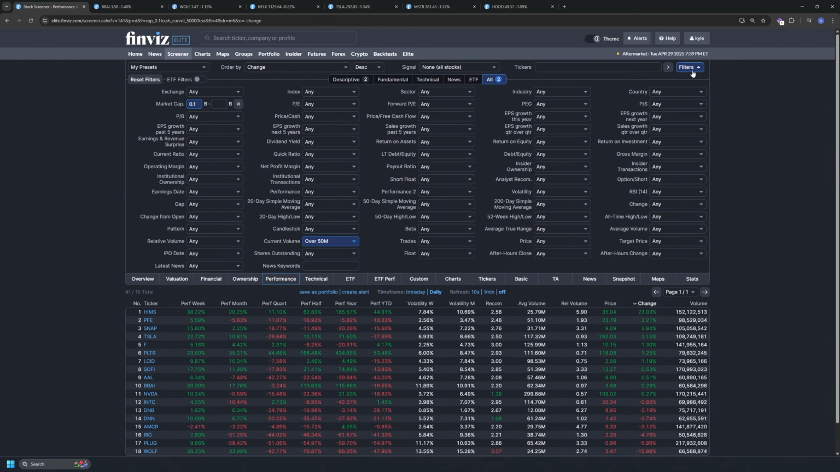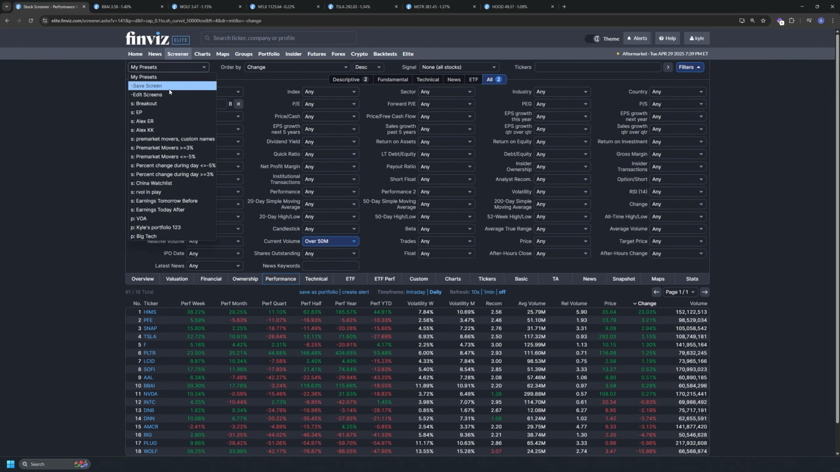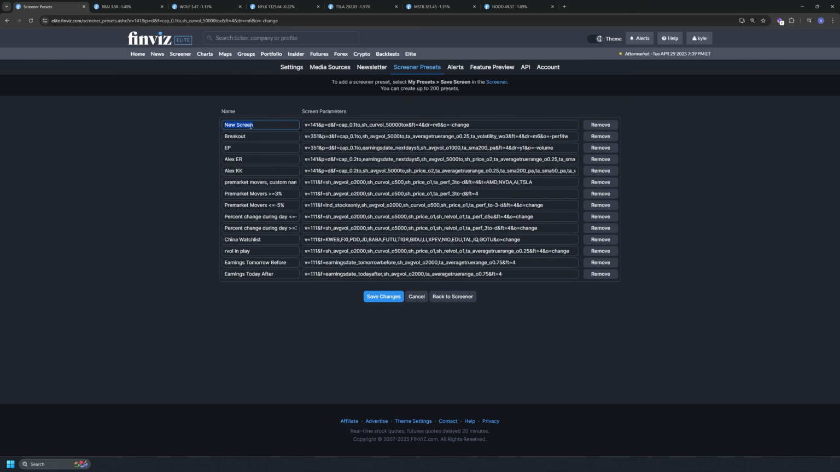So when you're done doing all this, just go to save preset and then just save screen and just put it as parabolic.